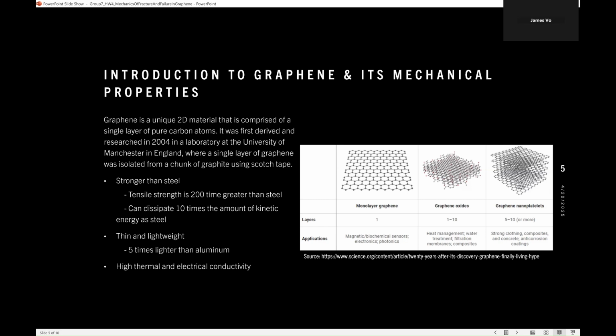There are different categories of graphene. Graphene monolayers are created either using the Scotch tape method or chemical vapor deposition. Graphene oxides are created through chemical oxidation processes, and graphene nanoplatelets are created by breaking down graphite, either through mechanical or chemical means. It is important to note that as layers of graphene are stacked on top of each other, the material loses its strength and flexibility properties.